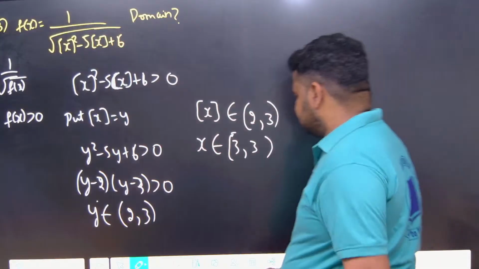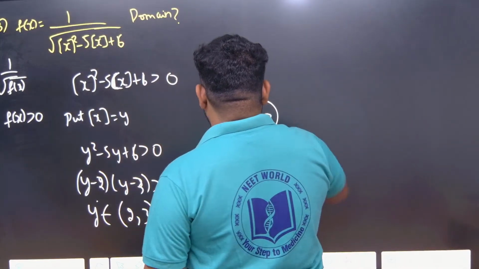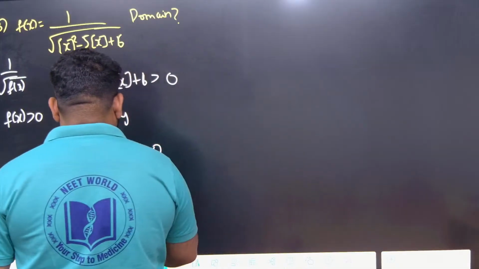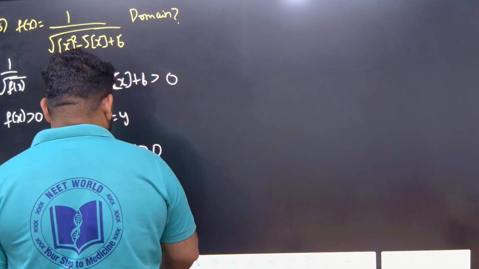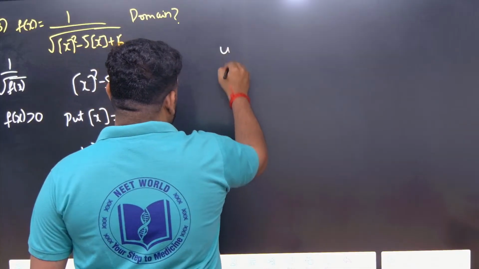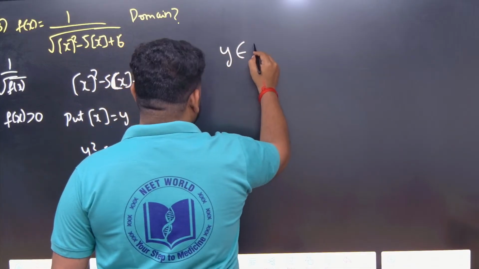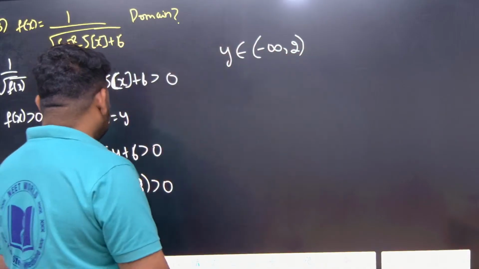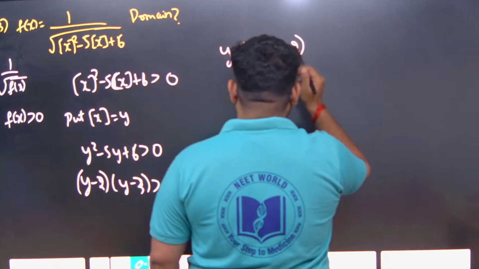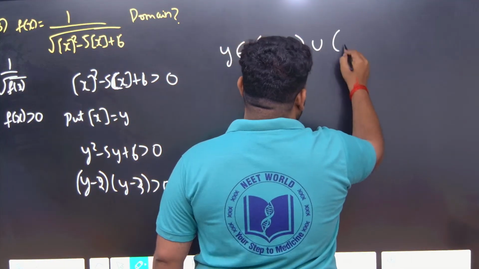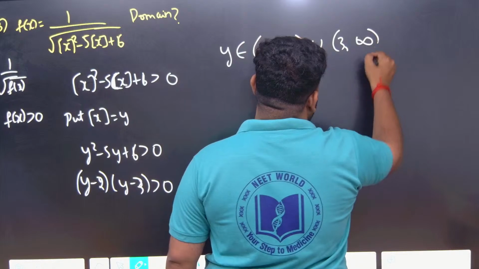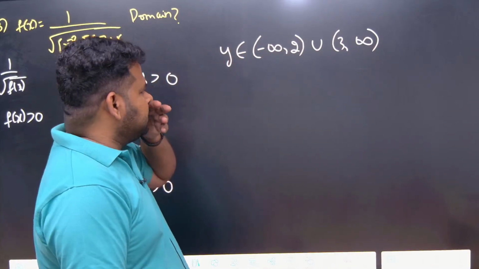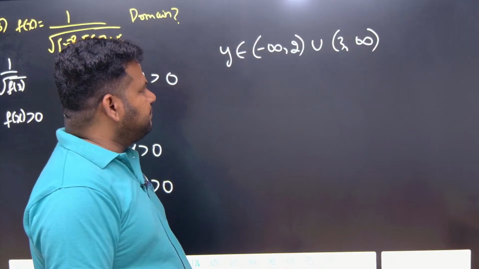Sometimes instead of giving it like this, the option can be given in a different way also. I have not given the option, so as per the options, you can take this y value as follows. y belongs to minus infinity comma 2, union 3 comma infinity, because when you do the wavy curve method on the real line, you will get it this way. So y belongs to this, you can write it.